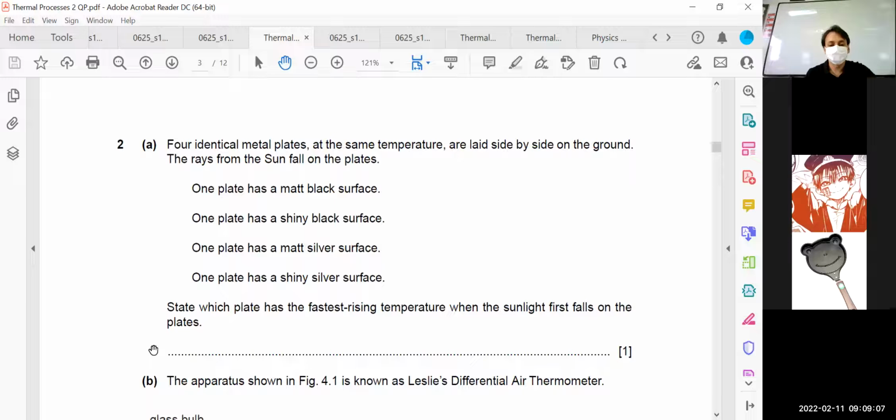Sir, if matte black surfaces heat up fast, I know this is kind of an unrelated question, but do you know Vantablack, the paint that absorbs 99% of light? Does that also heat up fast when sunlight hits it?